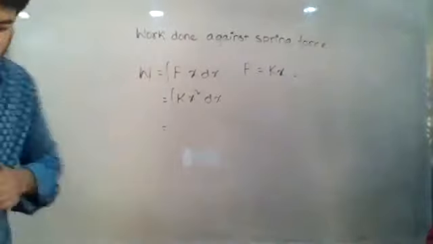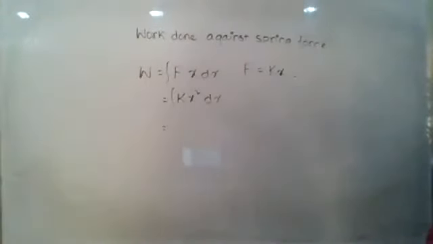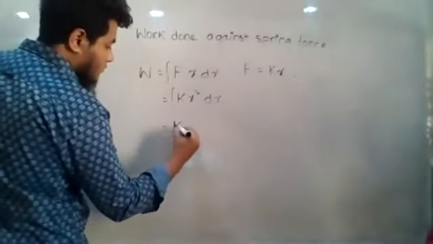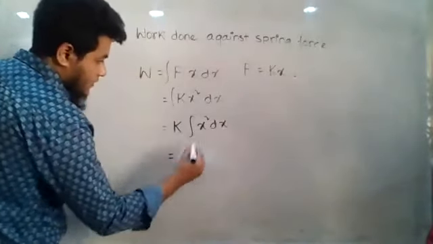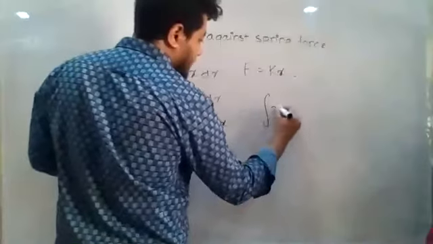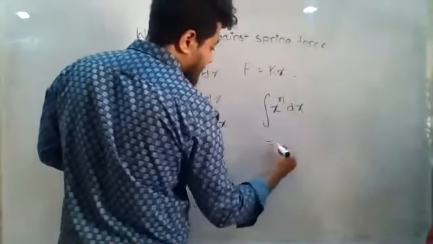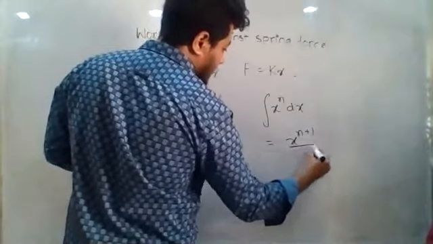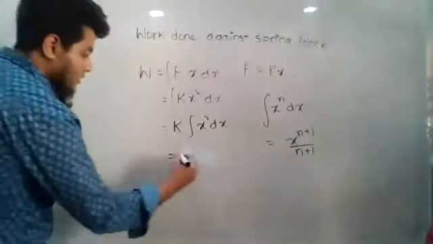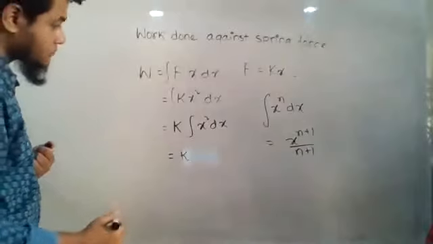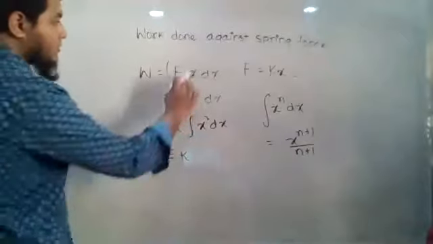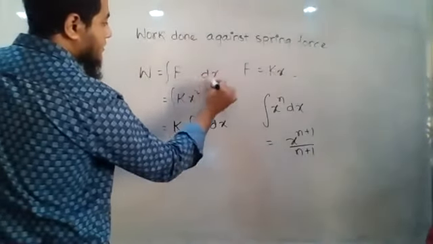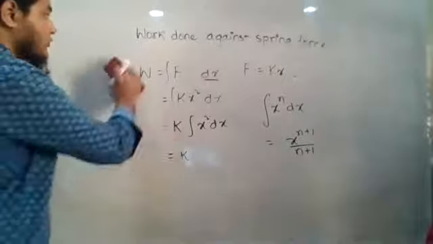So this k is a constant, it will come out of the integration, it will be x squared dx. If you do the integration using this formula x to the power n dx, then it will be x to the power n plus 1 divided by n plus 1, if you remember. So k into... here I made a mistake, I guess. It will be f into dx, because dx is the amount of displacement. Acha, I will show you from the beginning, okay?